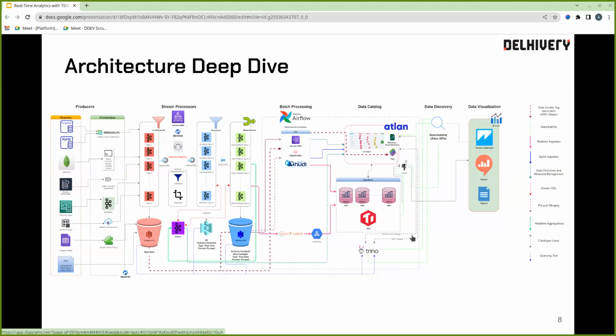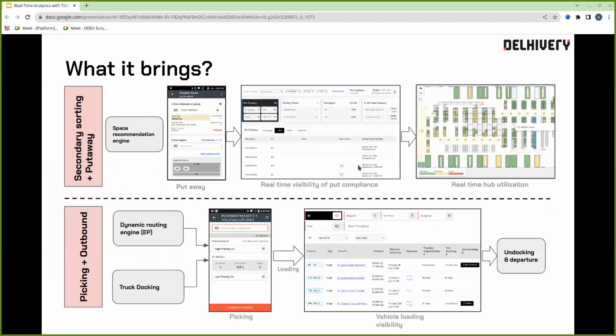Now, let me try to relate this to our mid-mile megafacility problem, where we talked about real-time visibility, prioritization, and real-time in-facility actions. Here, in secondary sorting and put away, our space recommendation engines combine scan data with back data and fetch aggregated information from TiDB in near real time. That suggests which area within the facility should be chosen for putting away bags based on their next destination location.